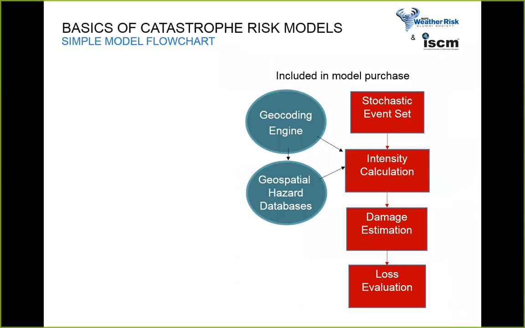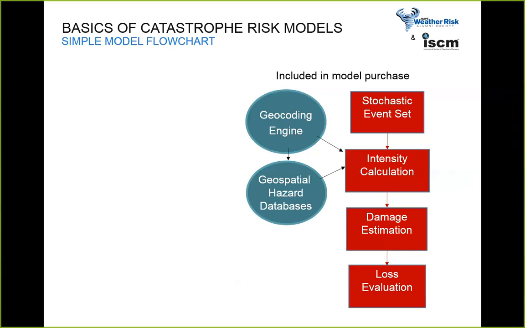So those are the four building blocks, and I wanted to show the model in a very simple flow chart. In the red rectangles, we have the four building blocks that I've already discussed. And in the two bluish circles, I have the two additional databases, the geocoding engine and the geospatial databases that ultimately feed into how the intensity is calculated at each individual site of interest in your portfolio.